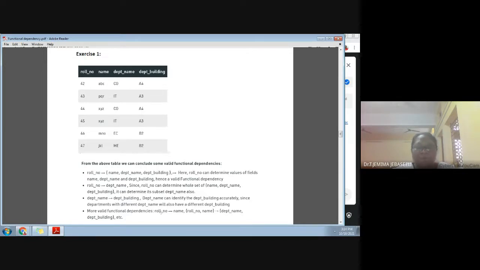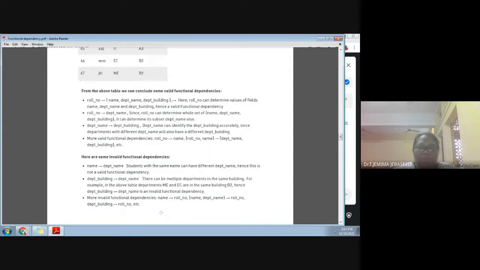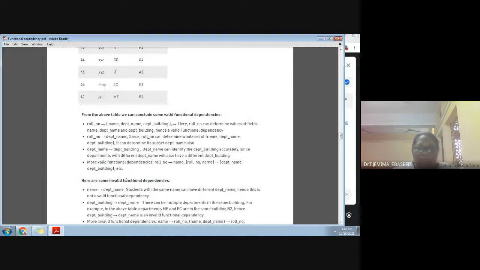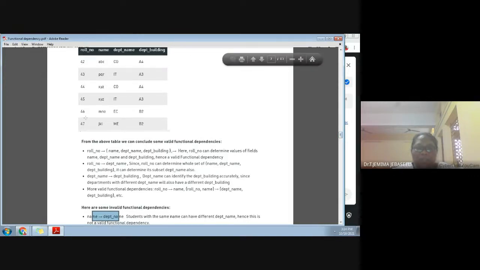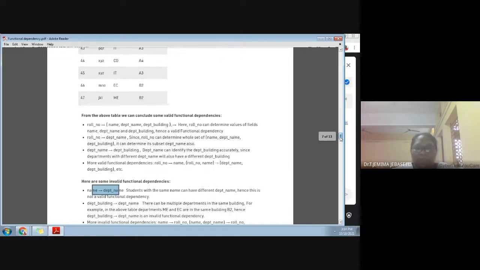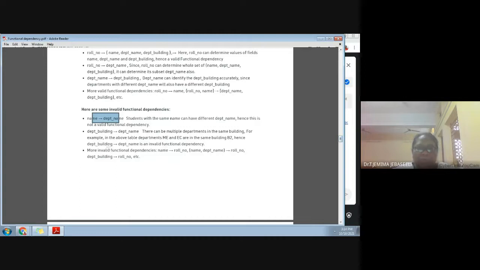This is how, when you create a table, it reflects a good design. But some invalid functional dependencies, that is non-functional dependencies, also exist. When you take name with the department name, without the roll number, is anything repeated? Yes, XYZ is repeated, but its y value is different, so it is a non-functional dependency. So some relationships are identified in this table, and some non-functional dependencies also exist in this table.